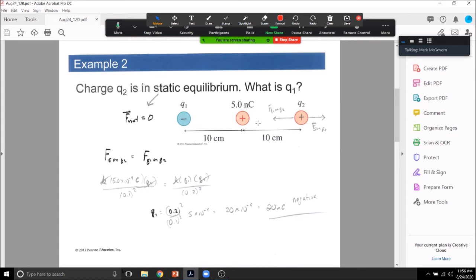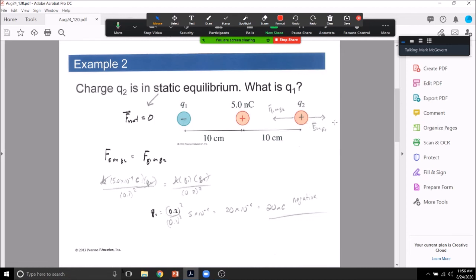All right, so I've got my crude free body diagram. It's not technically a free body diagram, but I don't really need that for this one. F net is 0, so that means the two forces exerted on Q2 will be equal to each other. So I simply put in my kQq over r squared. The k's drop out. The Q2s appear in both.